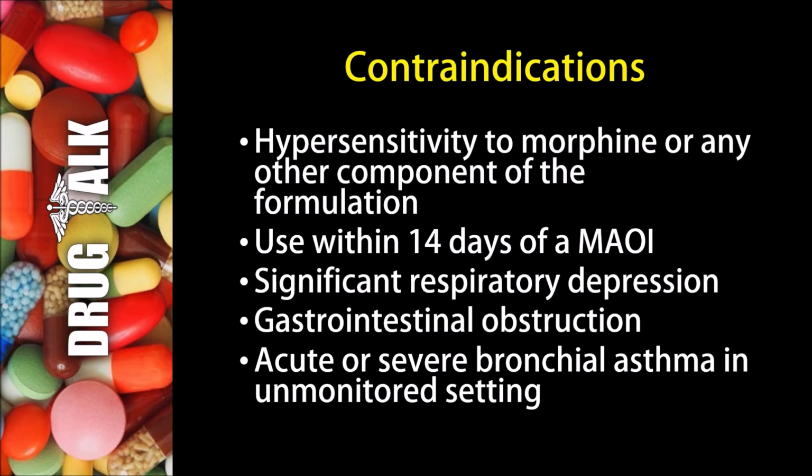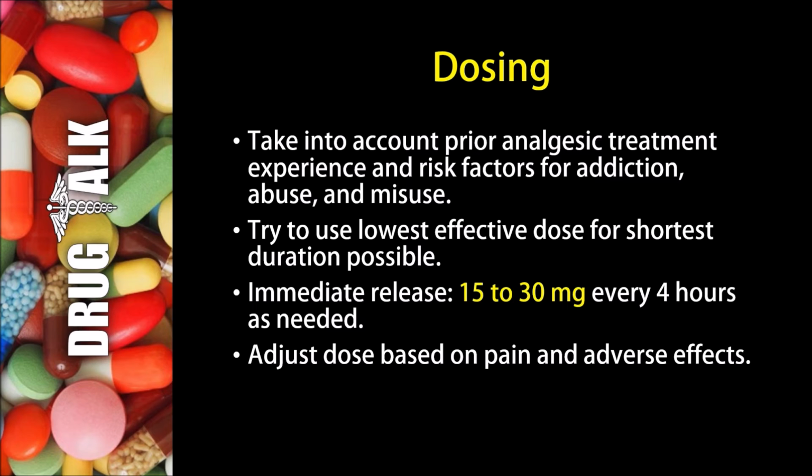Now for contraindications, or reasons we would not be able to prescribe morphine, the first would be if a patient had a hypersensitivity to morphine or an allergy, or any other component of the formulation. It also would not be able to be used within 14 days of a monoamine oxidase inhibitor. It would be contraindicated in patients who have significant respiratory depression. Patients with a gastrointestinal obstruction, whether known or suspected, would not be able to use this medication. And also be contraindicated in acute or severe bronchial asthma in an unmonitored setting that typically wouldn't have the required resuscitative equipment available.